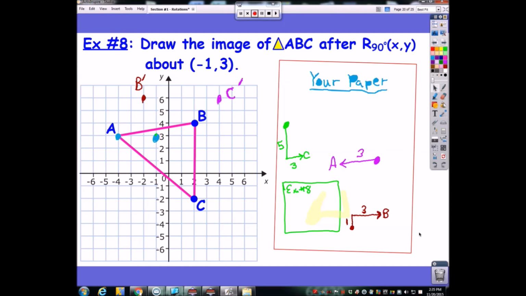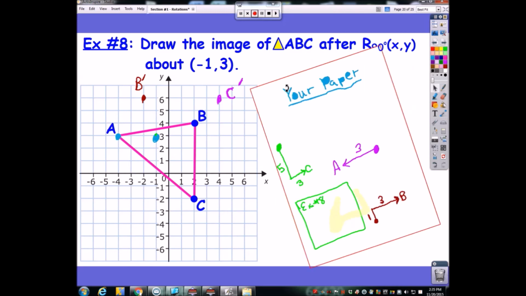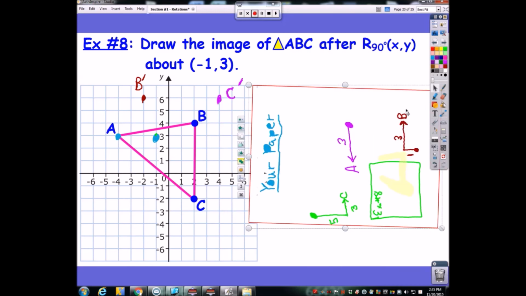So again, let's lock this into place. And we need to move our paper 90 degrees counterclockwise. And this tells us we're going to have to find A prime by going 3 down from the center of rotation. So center of rotation down 1, 2, 3. Here is where A prime is.